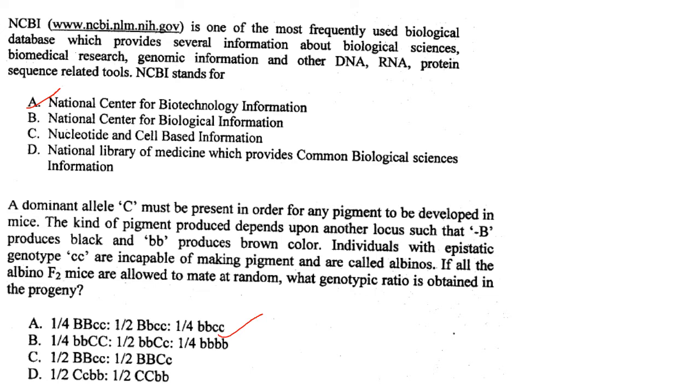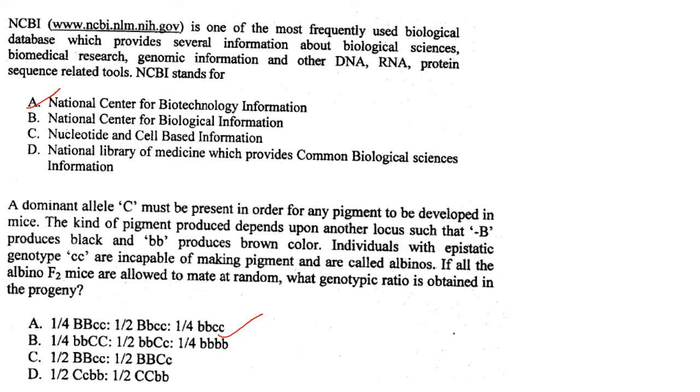So they have asked for the genotypic ratio. Now, if the dominant allele C is present, a pigment will develop in mice. And there are two kinds of pigments that are produced in mice. One is by the locus capital B. It produces black, and the small b produces brown color. Now, individuals with epistatic genotype, that is small c small c, are incapable of making any pigment and are called albinos.